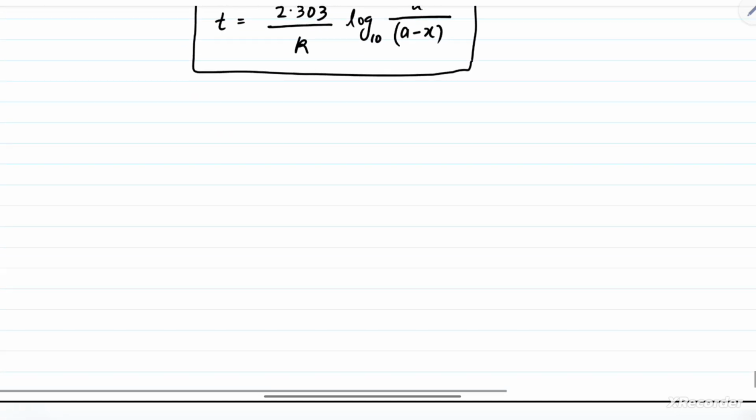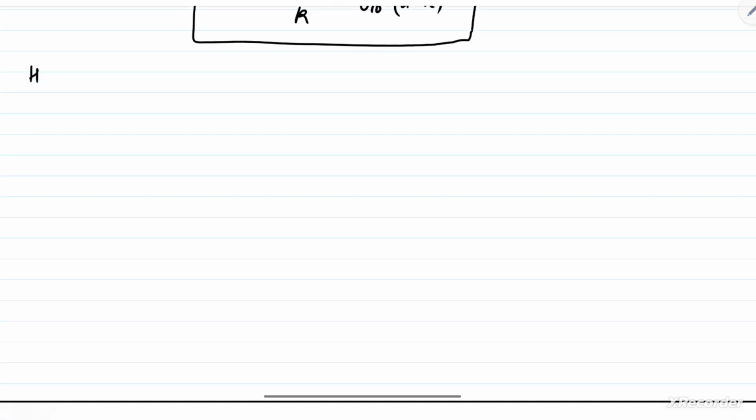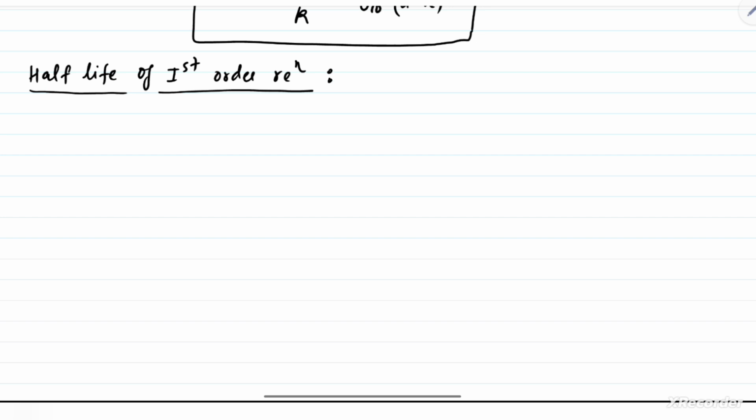Now the most important part is the half-life of first order reaction. To solve each and everything, what you need to know is the integrated rate equation. So what is half-life? Half-life is basically the time in which the reaction completes by 50%.